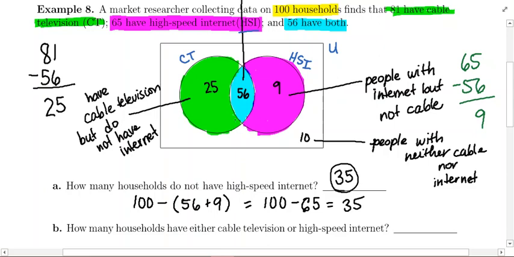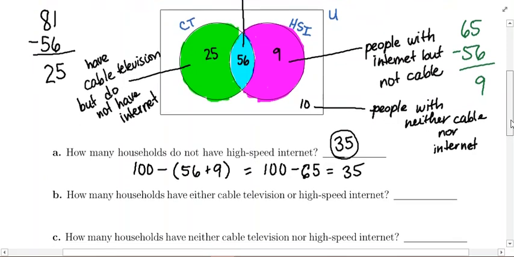Okay, you could have also gotten it by adding the numbers outside of the internet circle. So 25 falls outside of that circle, and so does the 10. So 25 plus 10 gives you the 35. That's another way you could have done it. All right, part B.